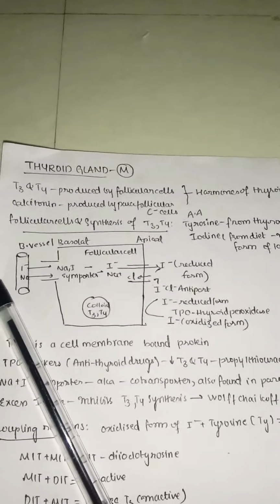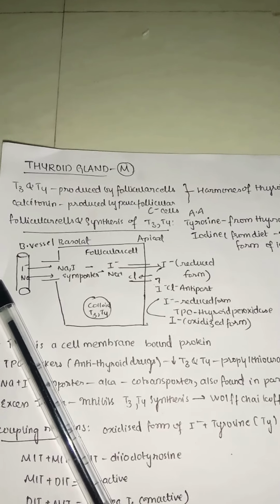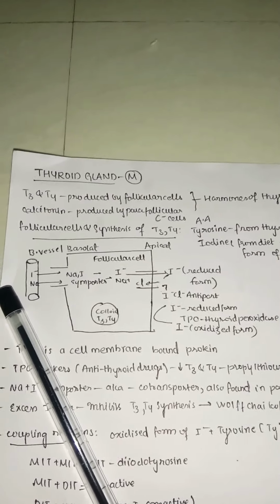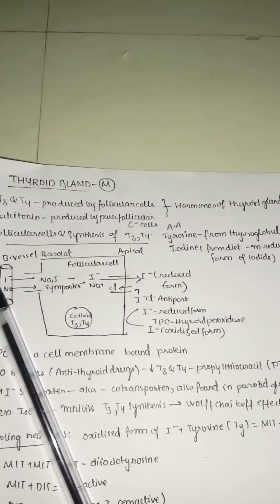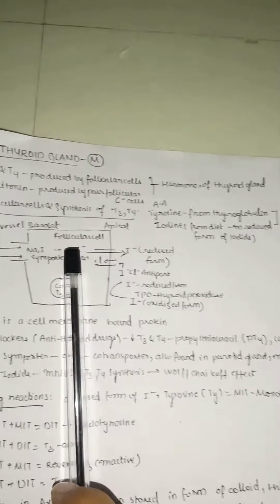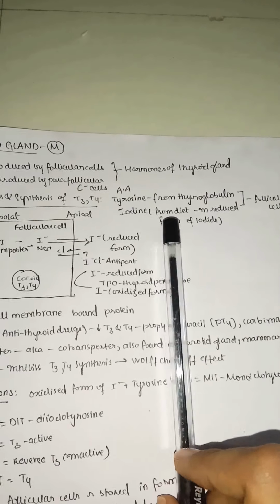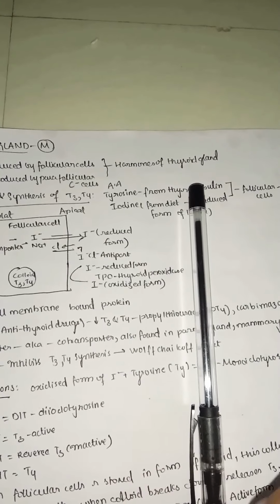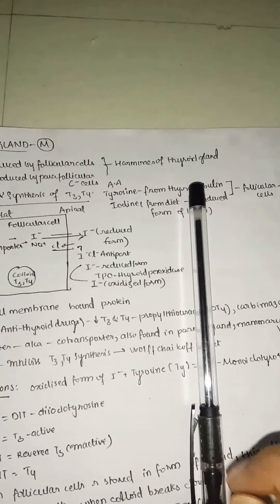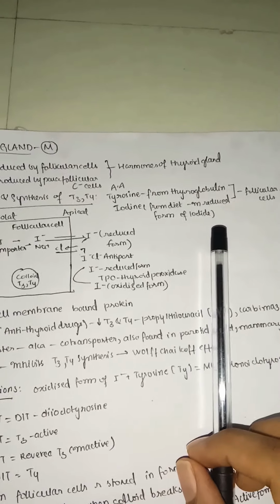Now the formation of T3 and T4 is like preparing a food recipe. Let us see what ingredients we first need. We need two ingredients: the amino acid tyrosine and iodine. The amino acid tyrosine comes from the globulin protein, thyroglobulin, and iodine comes directly from the diet, but in a reduced form, that is iodide.